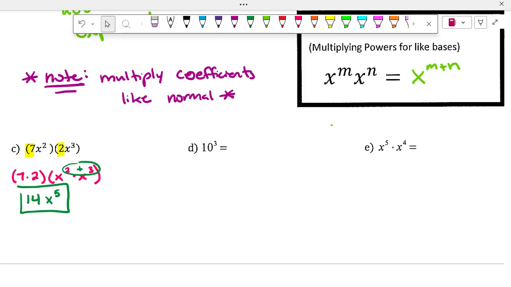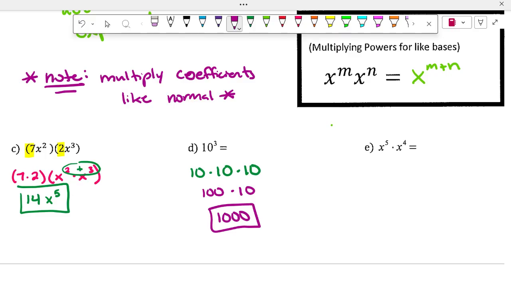Now, 10 cubed. How many 10s is that being multiplied to itself? 3. So if I didn't know what 10 cubed is, like let's pretend that you don't. Some of you may not, and that's okay. How can I kind of figure it out? 10 times 10, which is 100, and then times that by 10, which is 1,000. And that's how you can figure it out without a calculator.